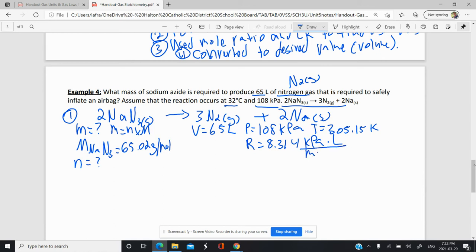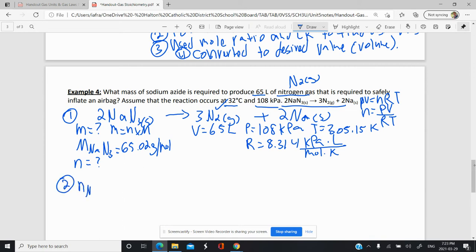kPa liters per mole Kelvin. And we can find the moles of N2 using the ideal gas law, because remember that we have PV is equal to nRT, and this is a gas over here, so we can use that to convert to moles. And so we know that the number of moles is going to be PV over RT, and that's how you find the number of moles. So let's go ahead and do that. So step one is basically write everything out that we know about the substances in our equation. Step two, let's find the number of moles of N2.